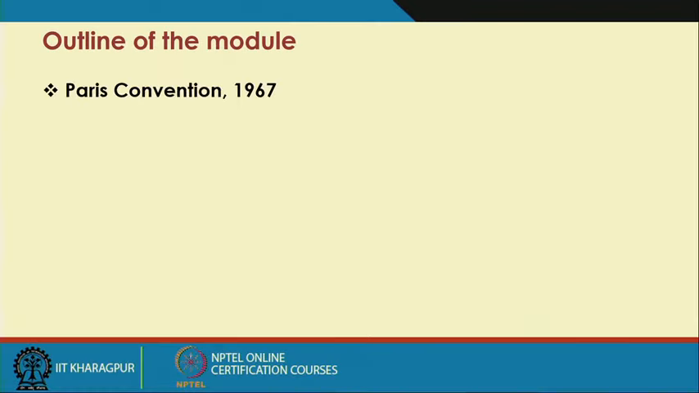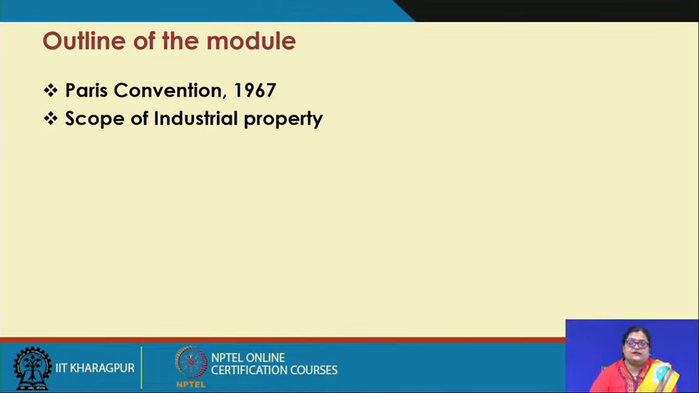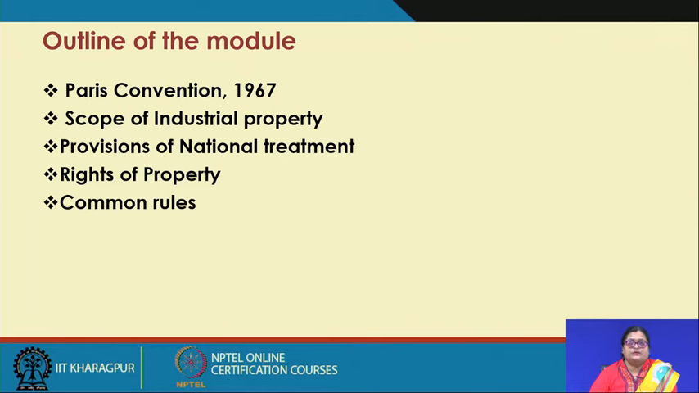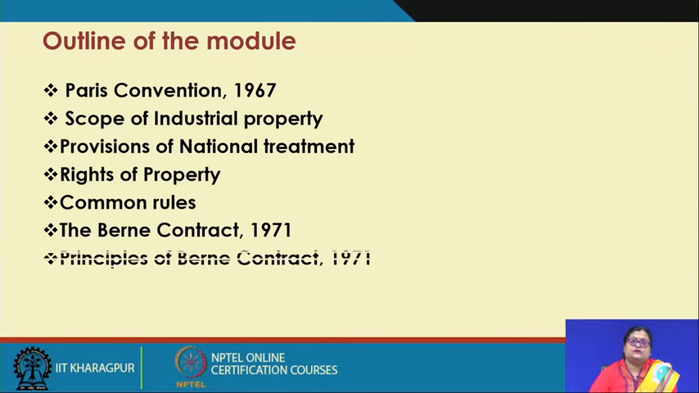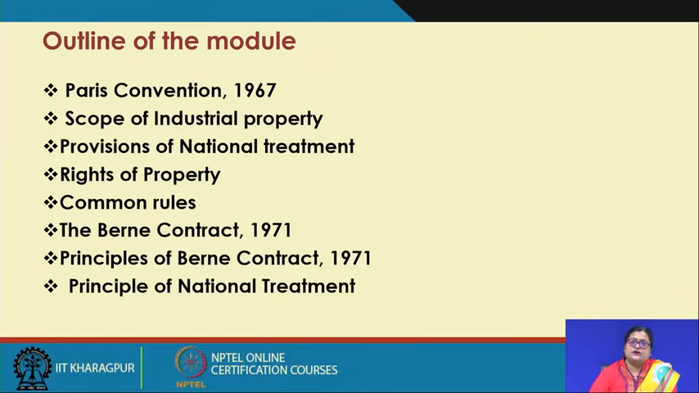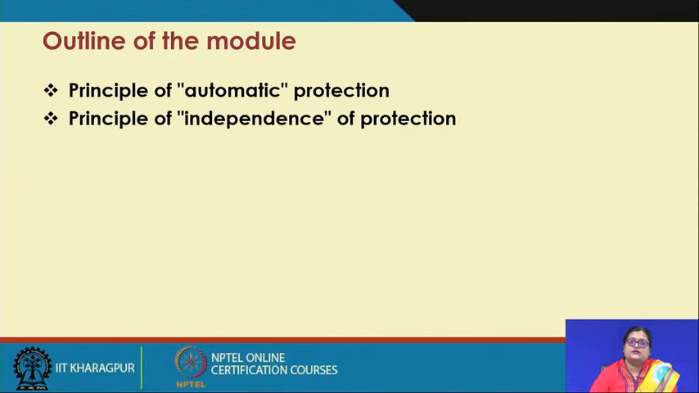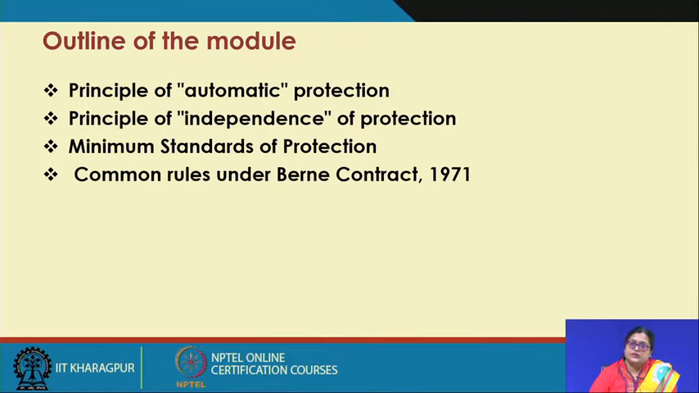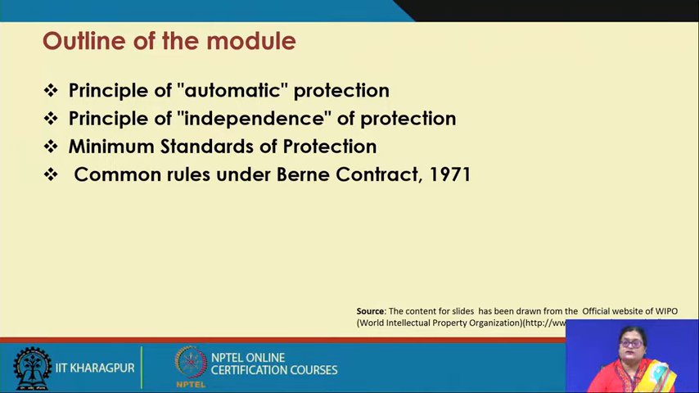Now we will go into the outline of today's module. The discussion will be on the Paris Convention 1967, the scope of industrial property, the provisions of national treatment, rights of property, common rules, the Berne Convention 1971, the principles of the Berne Convention 1971 and the principle of national treatment. Then we will go to the principle of automatic protection, the principle of independence of protection, minimum standards of protection and common rules under the Berne Convention 1971. The content and the source of these slides are from the official website of WIPO, the World Intellectual Property Organization, as you can see from here.